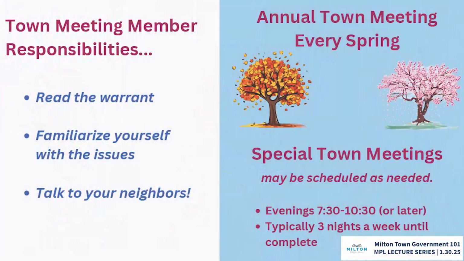Each town meeting member serves for about 3 years, so each year that staggers over time. Each year you're voting for somewhere between 6 and 10 town meeting members in your precinct to represent you. And that, of course, depends on how many members are represented in your precinct.